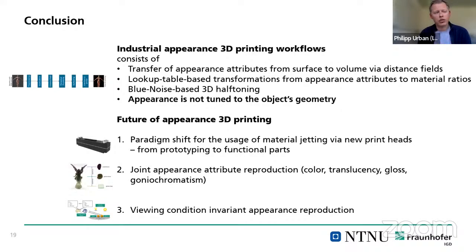And what I believe will be seen in the future, we see a paradigm shift in material jetting from prototyping to functional parts. There will be more joint appearance reproduction of joint attributes. And the last one is a very open field still, viewing condition invariant appearance reproduction. And that's it. Thank you very much.